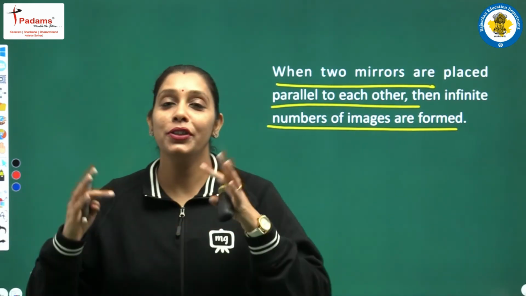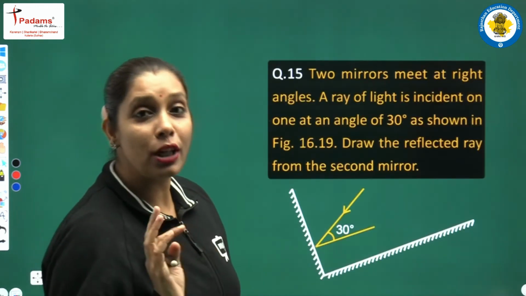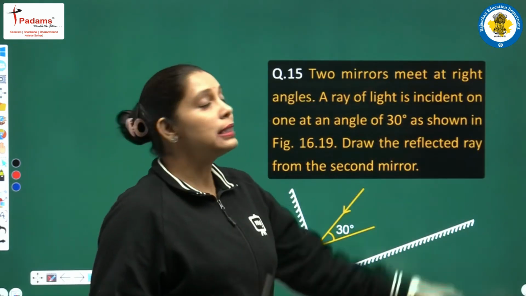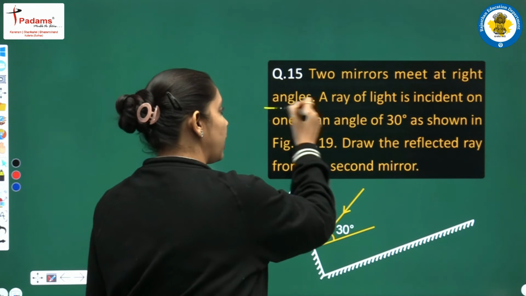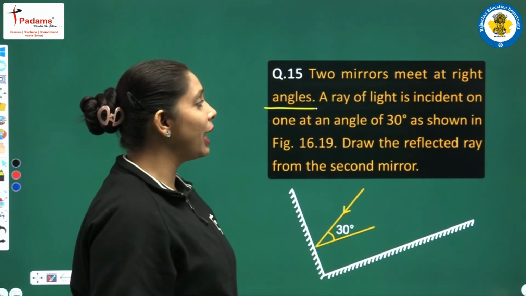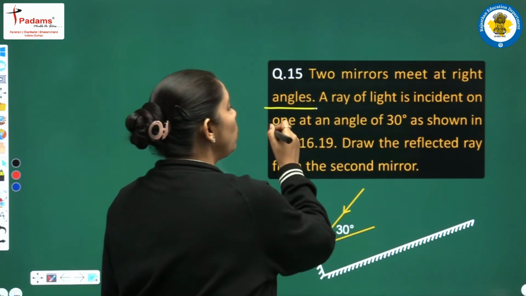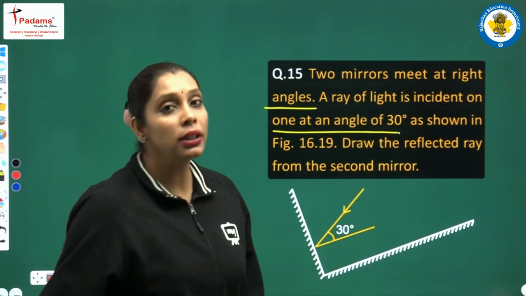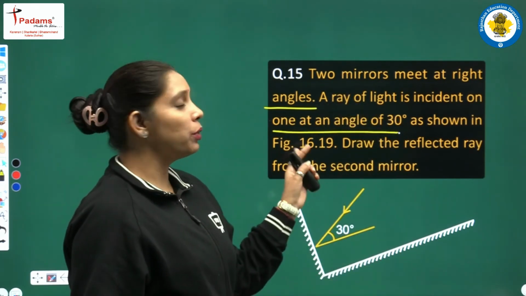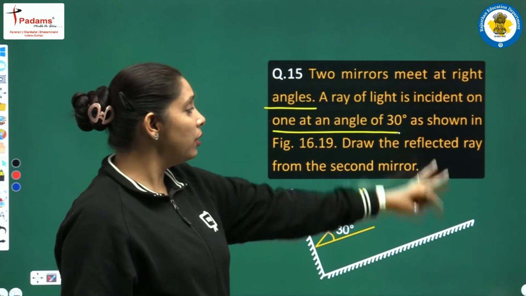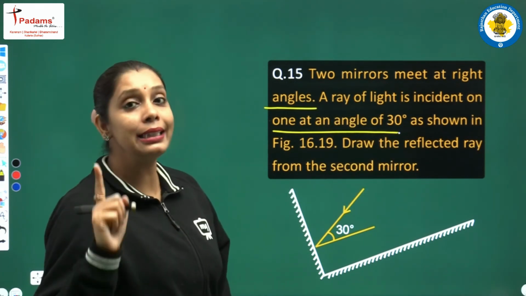Okay? Move to the next question, and next question is question number 15. Two mirrors meet at right angles. Okay, a ray of light is incident on one at angle of 30 degree. Clear? As shown in the figure. Okay, draw the reflected ray from the second mirror.